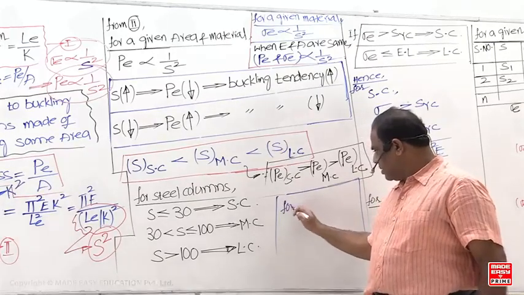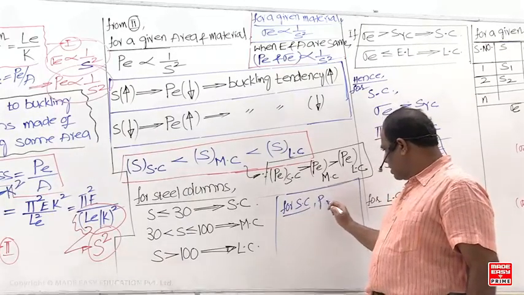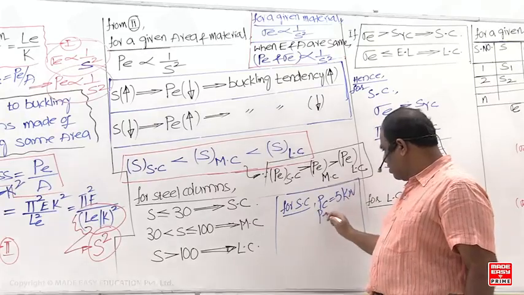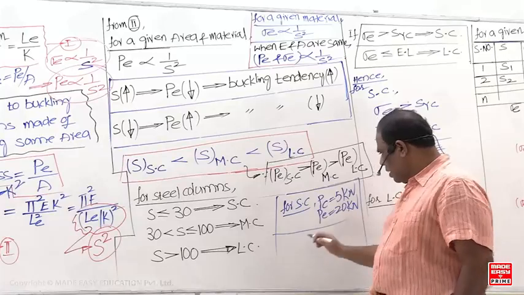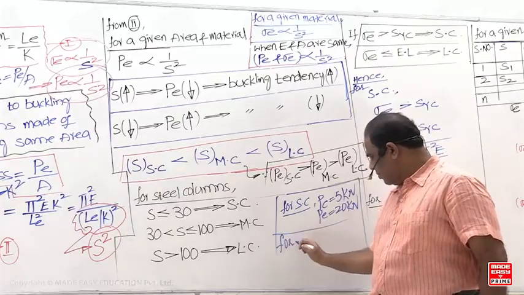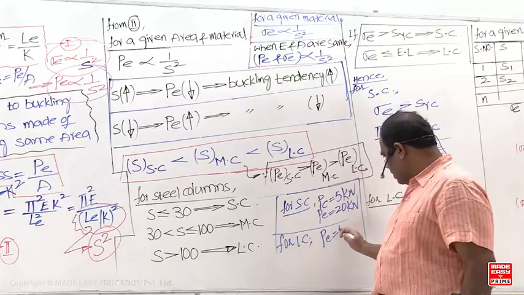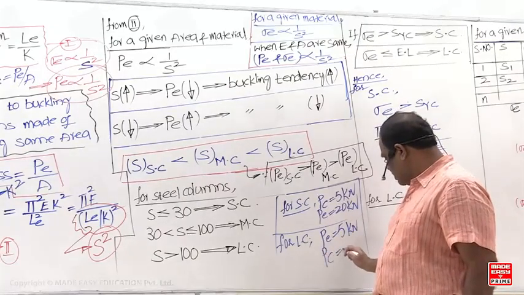For short columns, we assume the crushing load is some 5 and the buckling load is going to be 20. And for long columns, the buckling load is 5 and the crushing load is 10.